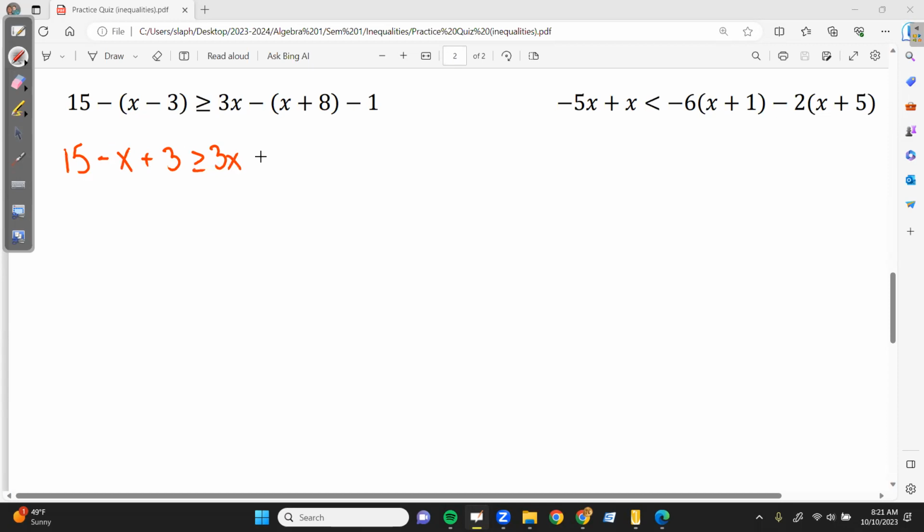And then again, on the right, clearly, you know what I'm testing you on here. Can this kid distribute a negative? So copy down your 3x, change your x to minus x, and change your 8 to minus 8, and then copy down the rest.